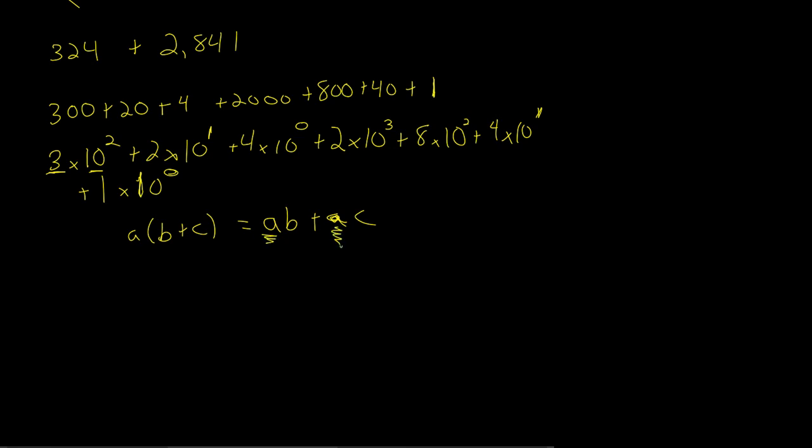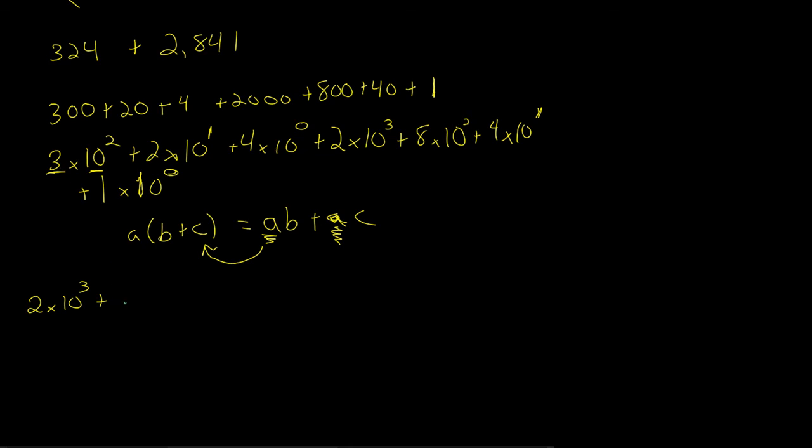If one part of the number is the same, I can go backwards. Let me rearrange these so I have the same parts together: same versus same versus same. I think my biggest part is 2 times 10 to the third, so I'm going to put that out front.